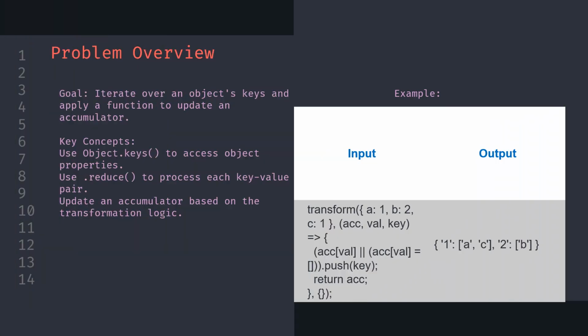Our task is to loop over an object's properties, apply a function to process them, and return an updated accumulator. This helps in restructuring data efficiently.